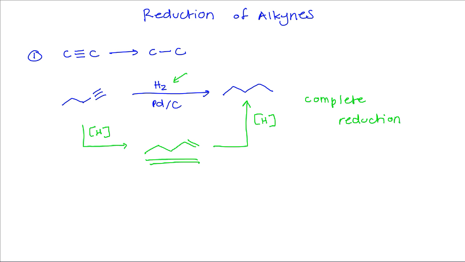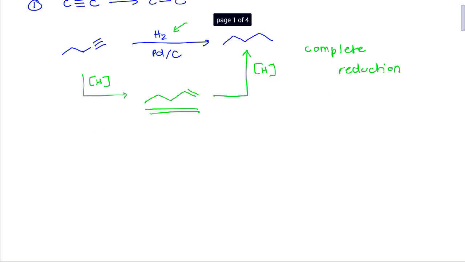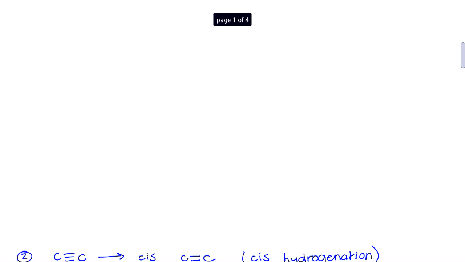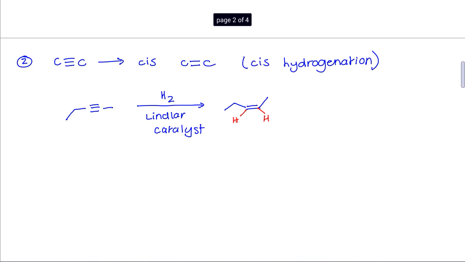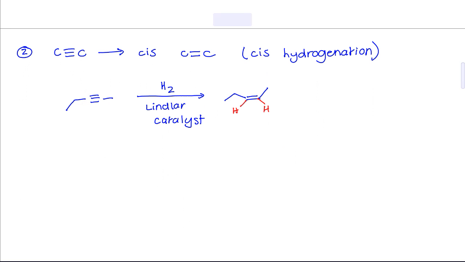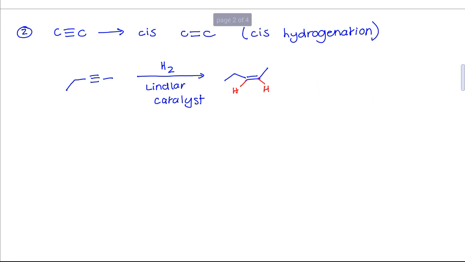Right, so for the next type of reduction, what if we actually do want to stop at the alkene? We do have some methods to do that, but they're not using hydrogen and palladium on carbon. We have to use a slightly different catalyst for this. Okay, so if we want to go from an alkyne and we want to form a cis alkene, we have a certain set of conditions that we can use to do that.